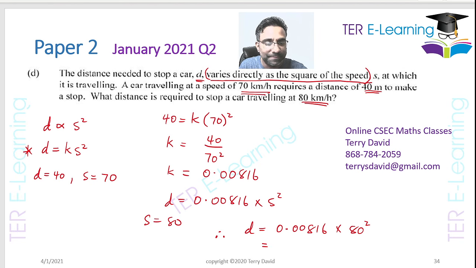And that's going to give me, so let's use our trusty calculator here. We already have k in the calculator. So that's multiplied by my speed squared, which is 80 squared. And I'm going to get 52.2. And that's the distance we're working out here. So that distance has to be in meters, right? So that is the last part of question 2.